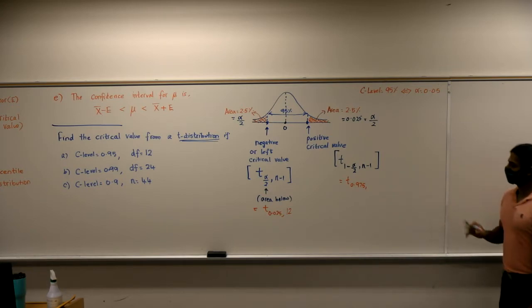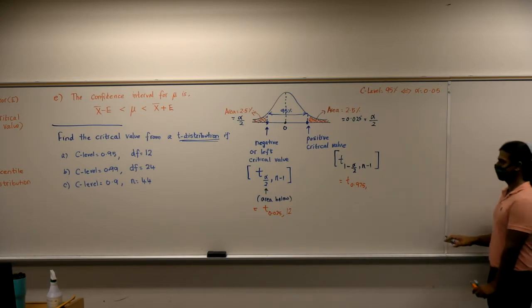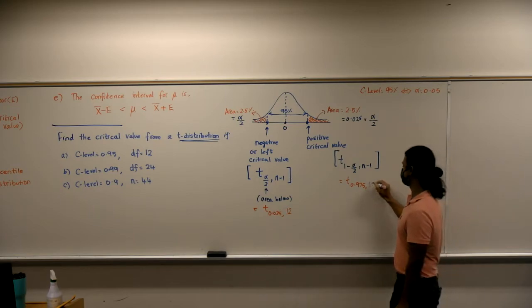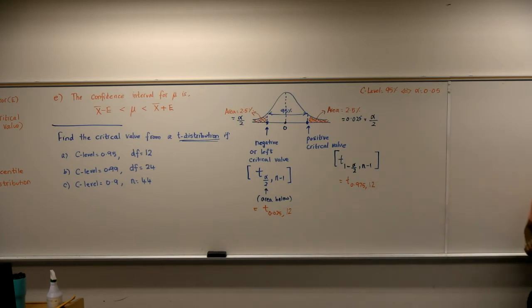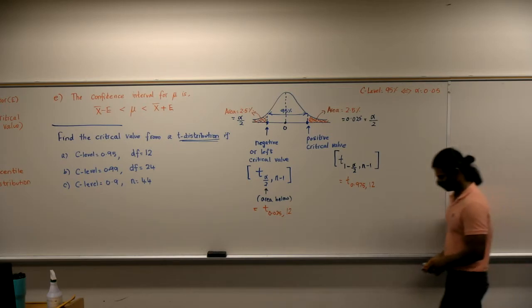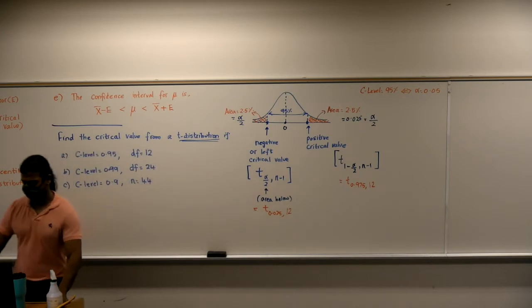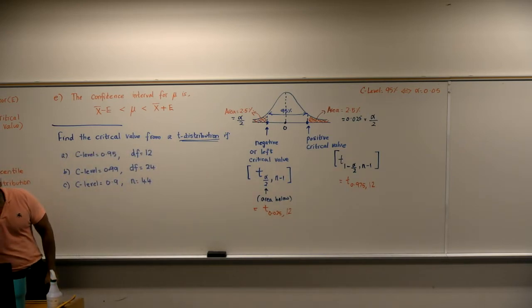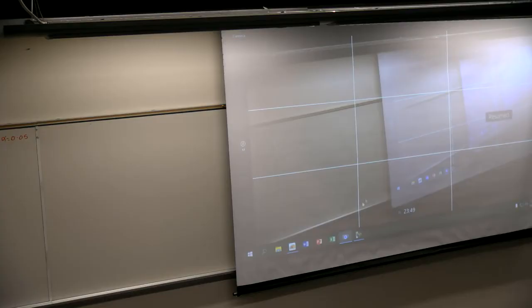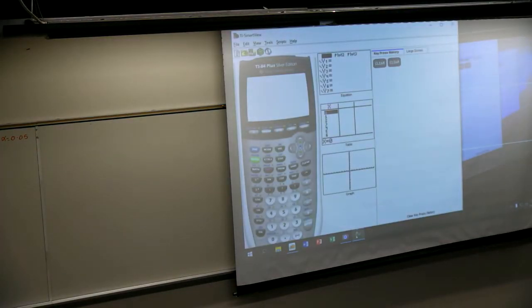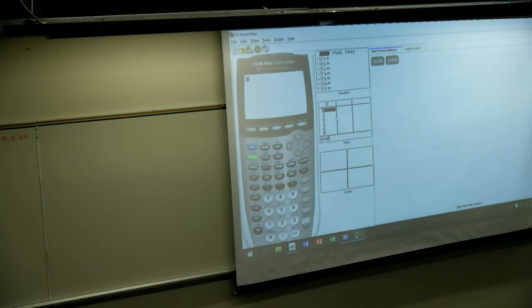T is at 0.975. The degrees of freedom is n-1, which in this case would be 12. Good. Okay. The reason why we did all the notational stuff is because it will tell you how you can put things in the calculator.